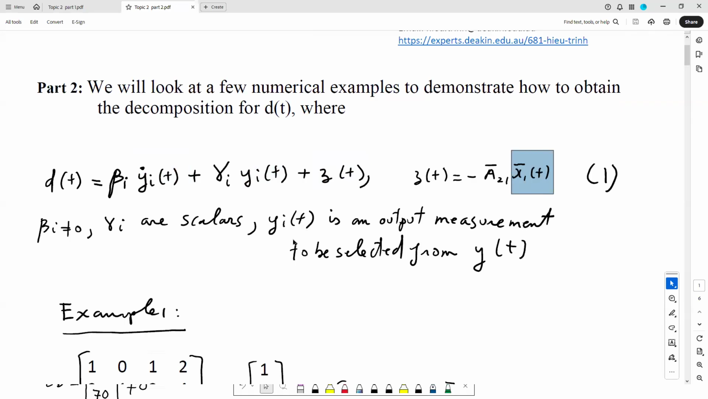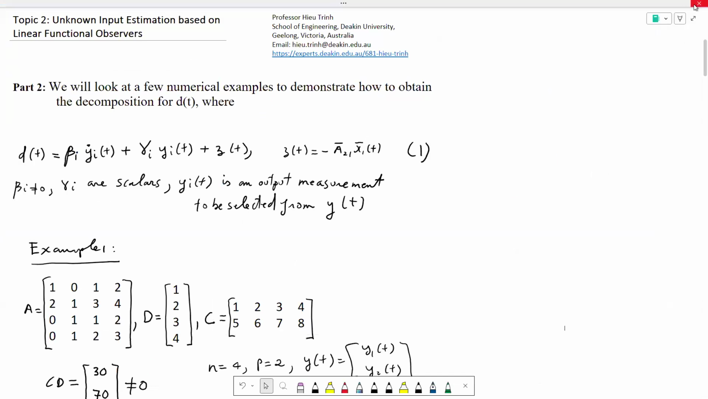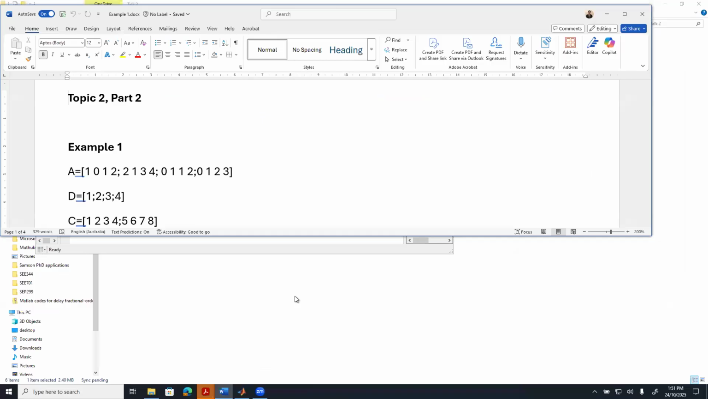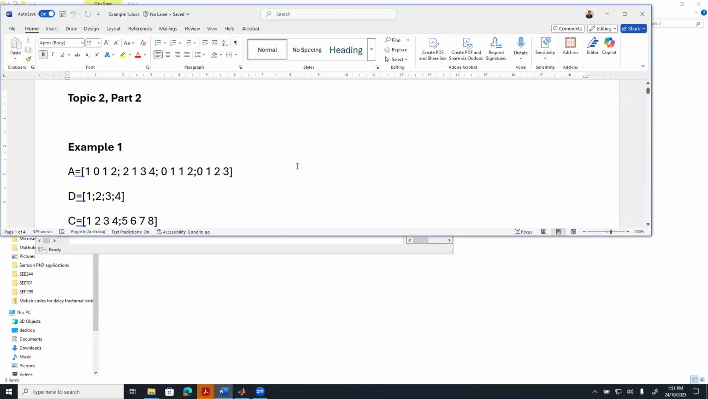What I would like to have here also is the MATLAB software. I also have the MATLAB software as well, and it will be used for the decomposition for the numerical examples. And I also have the codes for doing the decomposition.